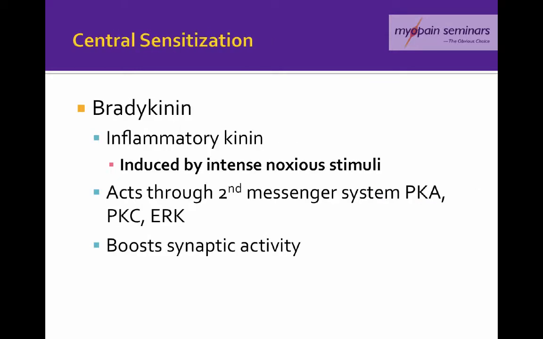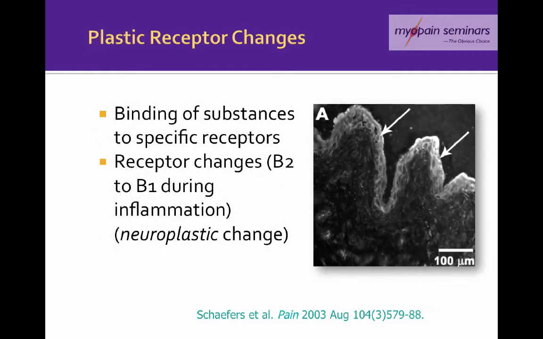Let's take a look at a few other of the chemicals that play a role in central sensitization. If you take a look at bradykinin, which is an inflammatory kinin that is induced by intense noxious stimulus, it acts through the secondary messenger system with the protein kinase A and C and the extracellular signal-related kinases. And the result is that it boosts synaptic activity. Bradykinin is actually a chemical that tends to make things worse.